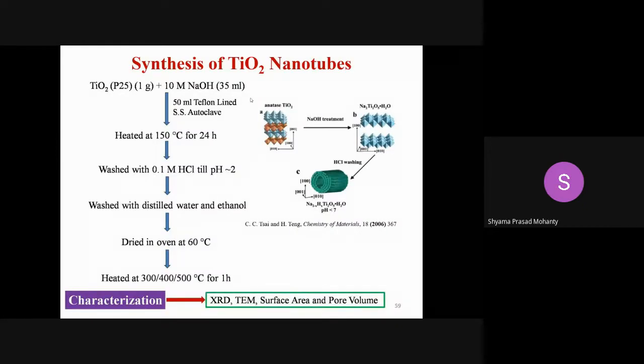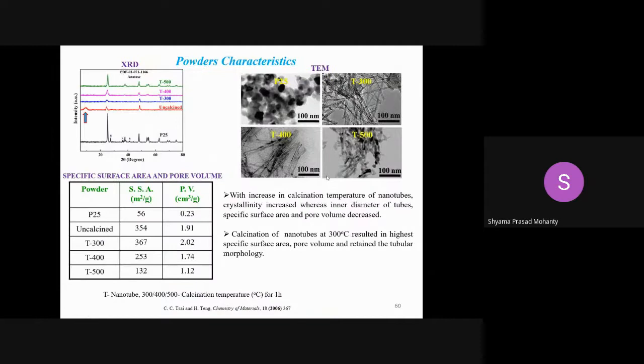So we have also synthesized titanium dioxide nanotubes by hydrothermal approach using commercially available Degussa P25 TiO2, and calcining them at different temperatures. So what happens? You have these kind of layered structures which will be formed of sodium titanate. Then when you wash with HCl, they will curve to form these TiO2 nanotubes. So these are the TEM images of the nanotubes which have been prepared and calcined at different temperatures, at 300, 400 and 500 degrees Celsius.